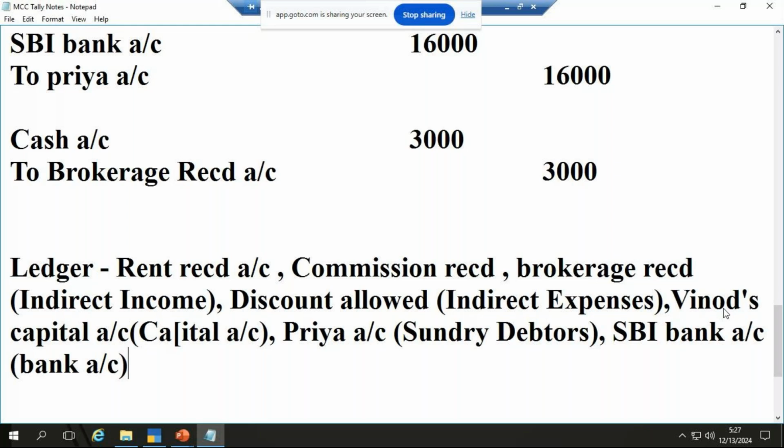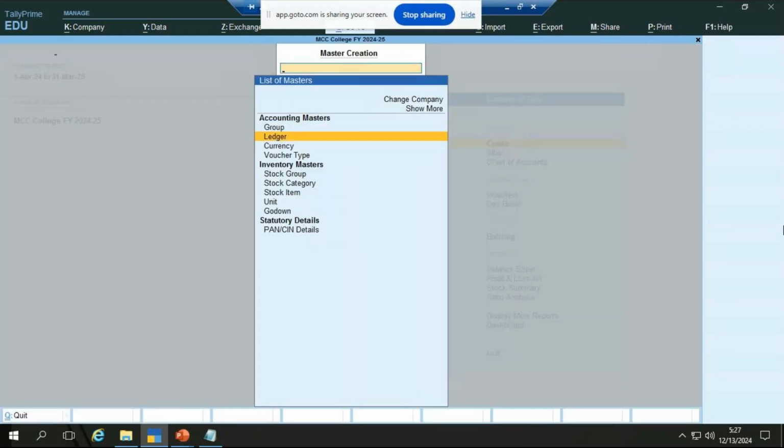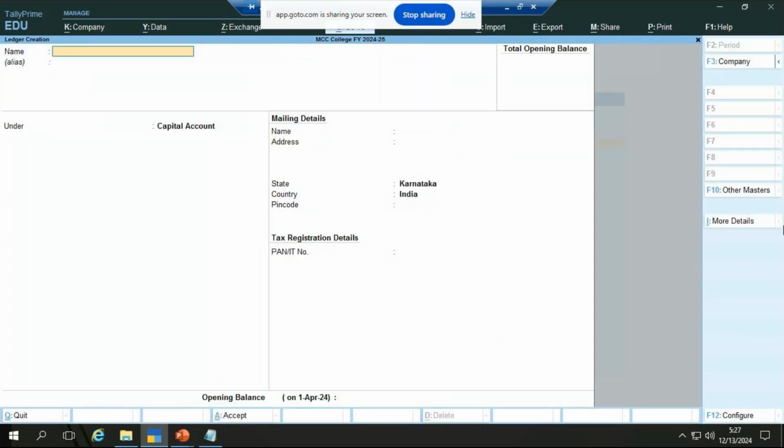I don't think you have any query regarding the concept of a ledger now. Fine then. So I'm continuing in the old company. You have the option here: Gateway of Tally, Masters, Create Ledger. Any doubt regarding the path for creating the ledger?